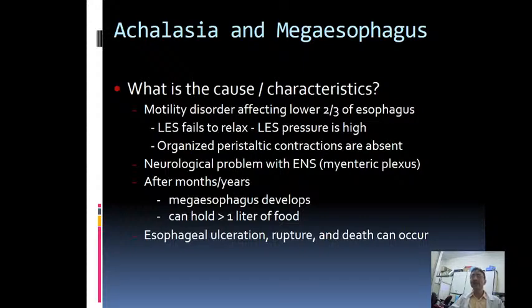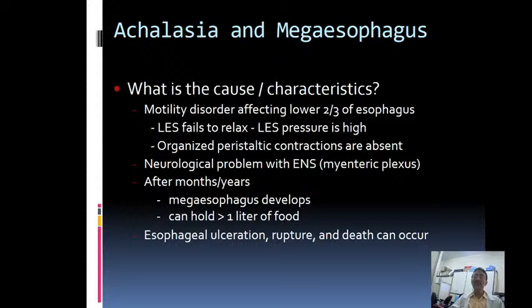Slowly, over a period of time, if this problem is left untreated or uncorrected, the esophagus enlarges in size and becomes nearly half or one third of the size of the stomach. That is called a mega esophagus. This mega esophagus can hold at least 1 liter of food.